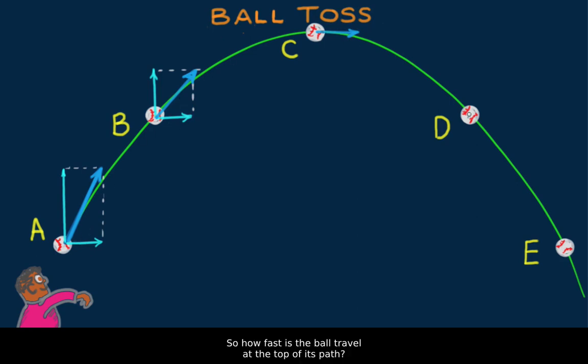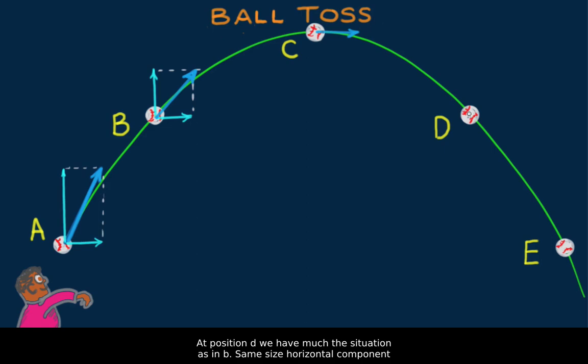So how fast does the ball travel at the top of its path? 0 if tossed vertically. At other angles, velocity at the top is the same as the initial horizontal component of velocity, and the horizontal component at other positions.